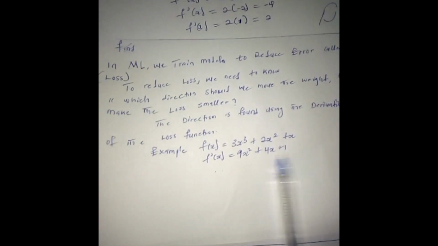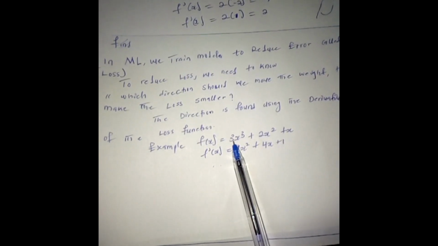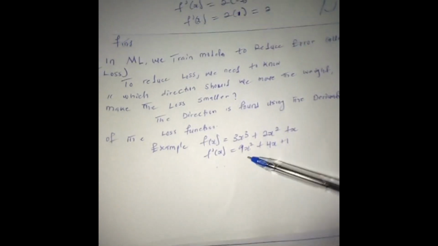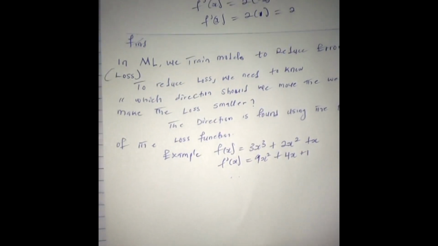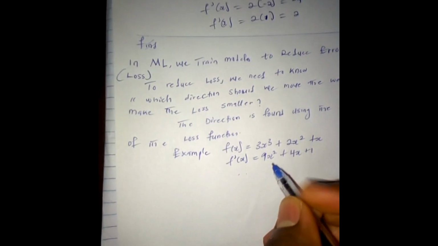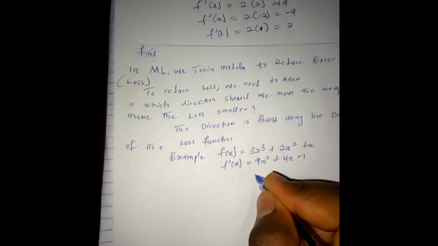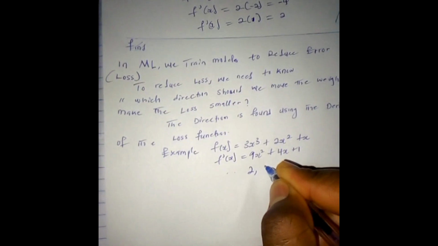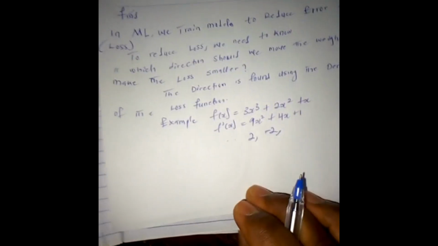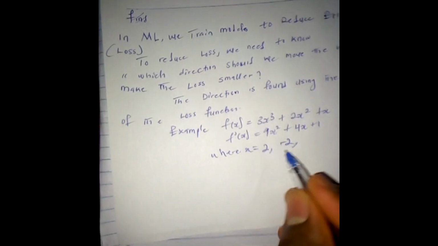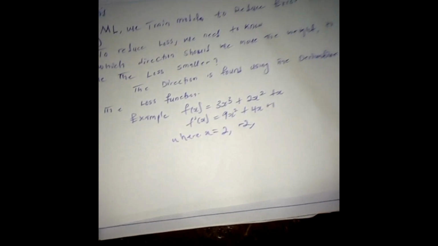This is a small example we have here. f of x is equal to 3x squared plus 2x squared plus x. Of course, f prime of x will be equal to this value. On your own, you should try to find the direction to move the weight in order to make the loss smaller at x equals 2 and x equals minus 2, for a particular prediction.